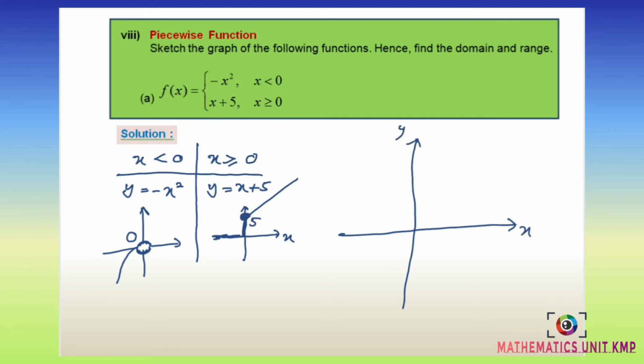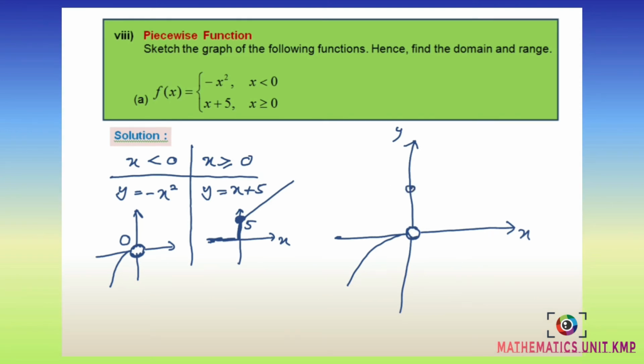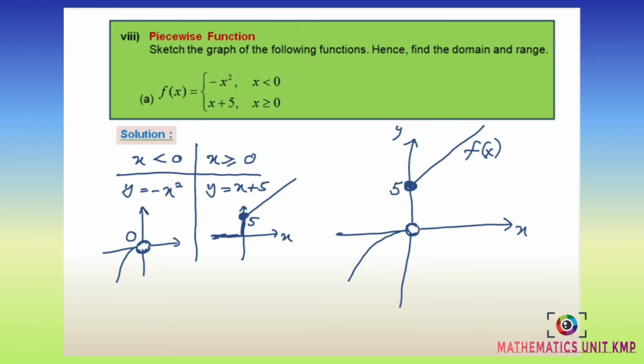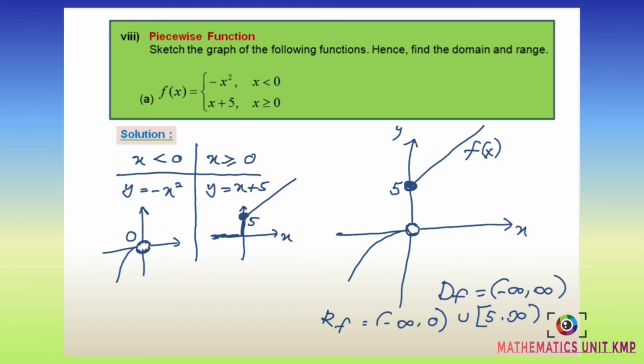Now we can combine the two graphs on the same axes: the x-axis, the y-axis, the quadratic maximum at 0, and the linear graph intercepting the y-axis at 5, and label it f(x). Therefore, the domain of f(x) is from negative infinity to infinity, and the range of the function is from negative infinity to 0, not including 0, union from 5 to infinity, including 5.